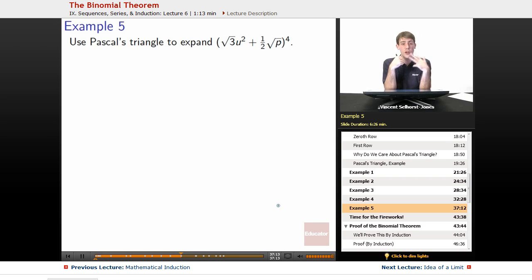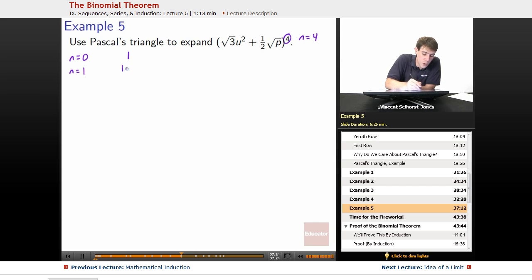Plus 1/2 root p to the fourth. So at this point, what is our n? Our n equals 4, so we need to get down to the n equals 4 row. We start at n equals 0: 1. n equals 1: 1, 1. n equals 2: 1, 2, 1. n equals 3: 1, 3, 3, 1. n equals 4. Finally, the row that we actually care about: 1, 4, 6.